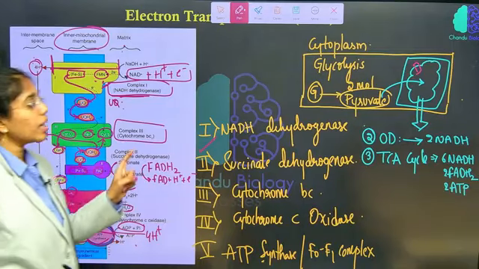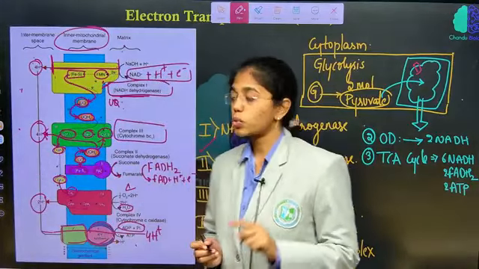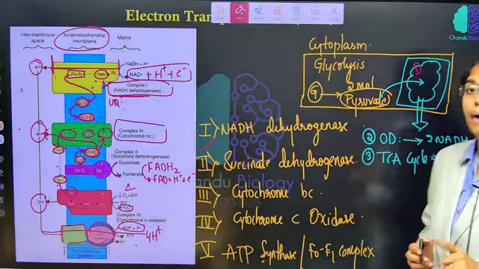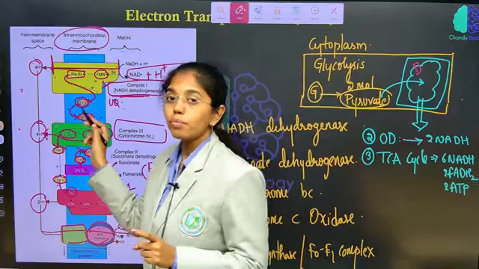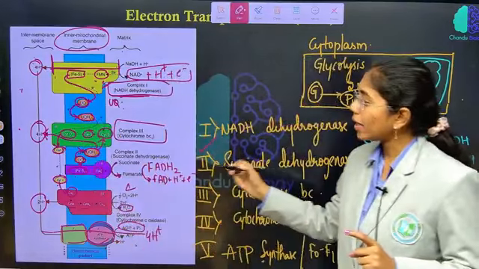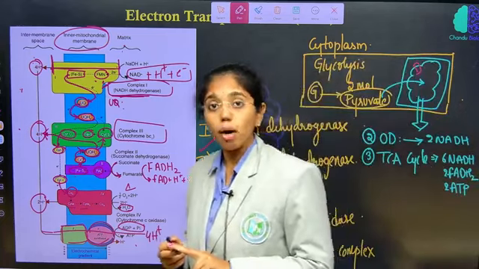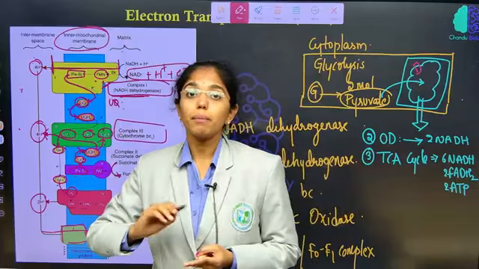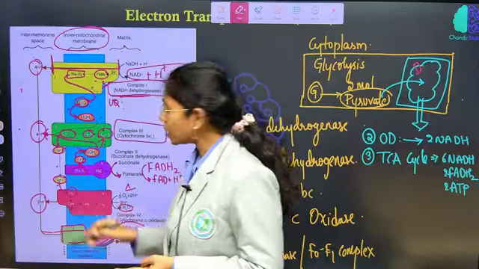Do remember here the major points. First is about mobile electron carriers. What are the mobile electron carriers that are present? Here we do have 2 mobile electron carriers. One is ubiquinone, which is present between complex 1 to complex 3 and complex 2 to complex 3. And then we do have cytochrome C, which is towards the intermembrane space, from complex 3 to complex 4.